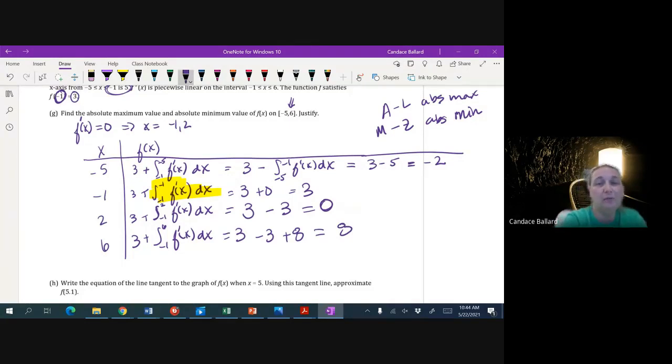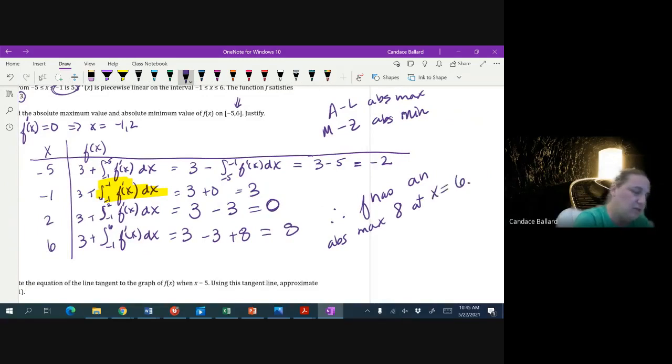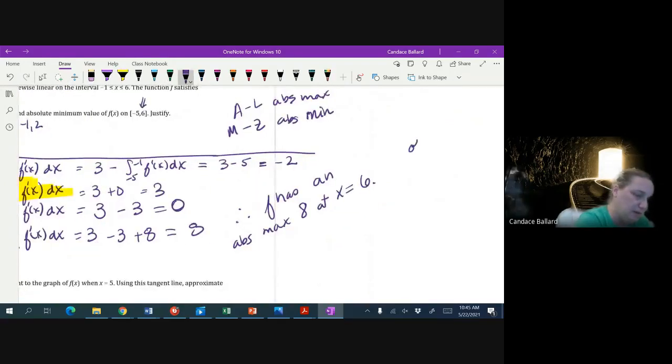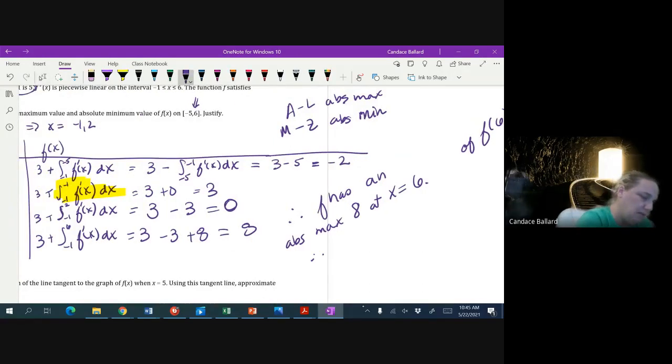So probably the way I would write this out is that, therefore, F has an absolute max, and again, you're writing out the words, you're not abbreviating like I am, 8 at X equals 6. You could also write has an absolute max of F of 6 equals 8. You can write it that way too. And then same sentence, but with an absolute min. F has an absolute min of what? -2 at X equals -5.